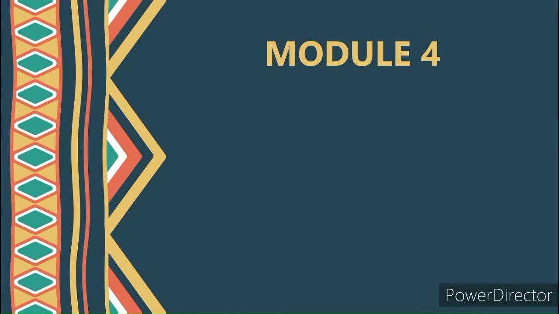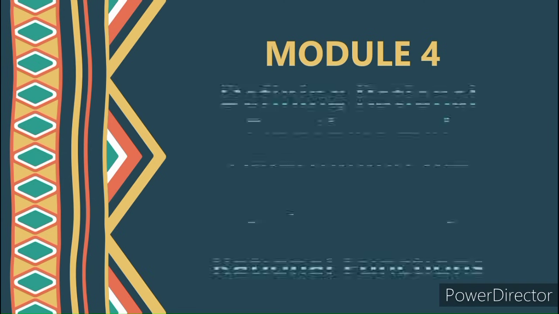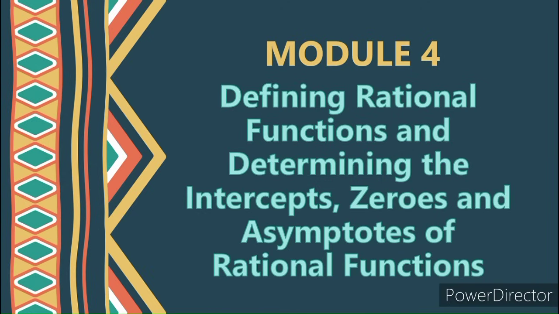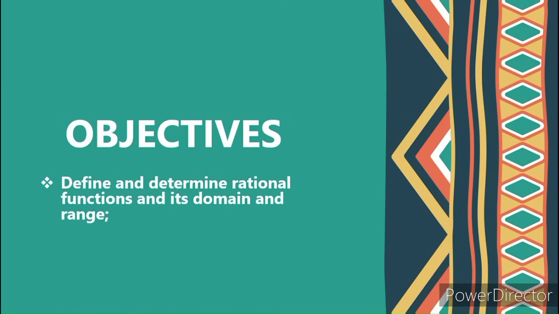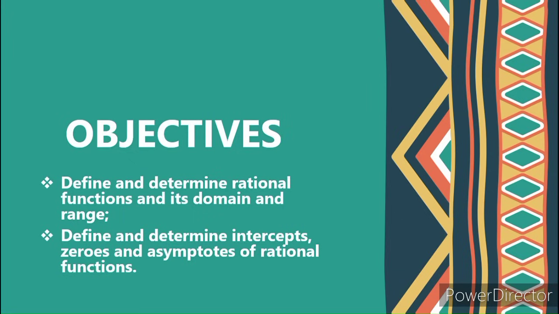Tingnan natin kung ano ang maibibigay ng Module 4. And Module 4 is all about defining rational functions and determining the intercepts, zeros, and asymptotes of rational function. Oh, hirap. Sa title pa lang, ang dami mo nang kailangan. Okay. We have objectives. Una, define and determine rational functions and its domain and range. Second, define and determine intercepts, zeros, and asymptotes of rational functions.